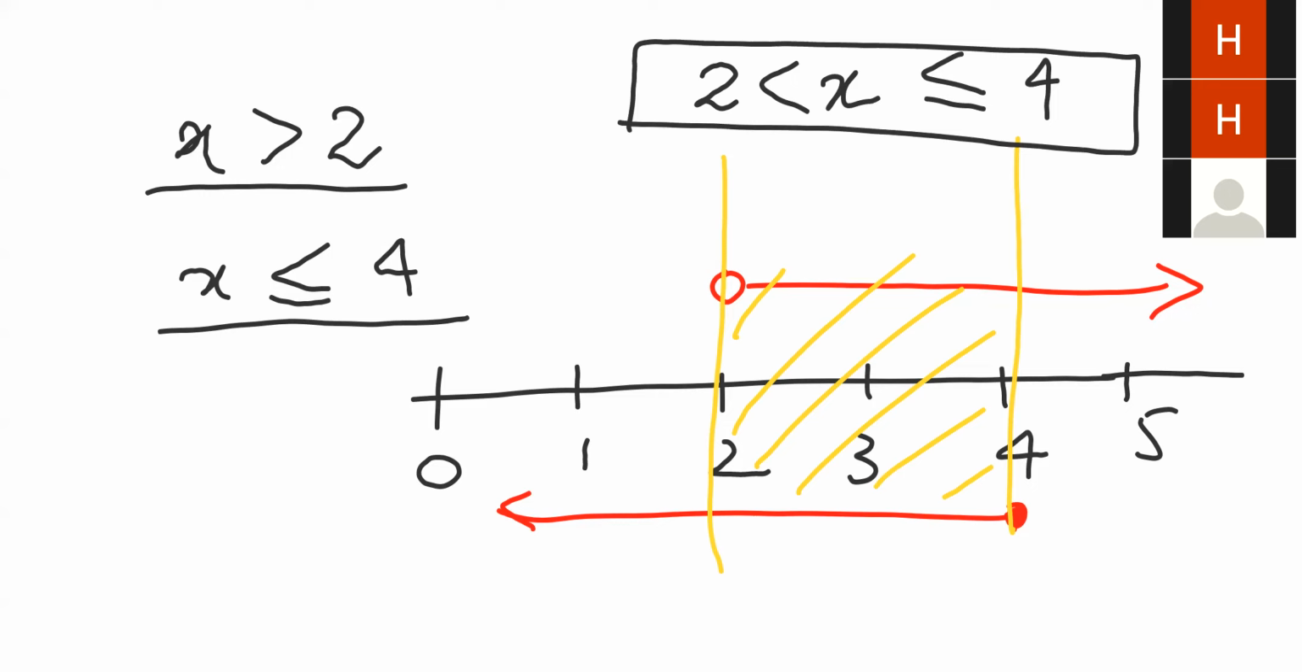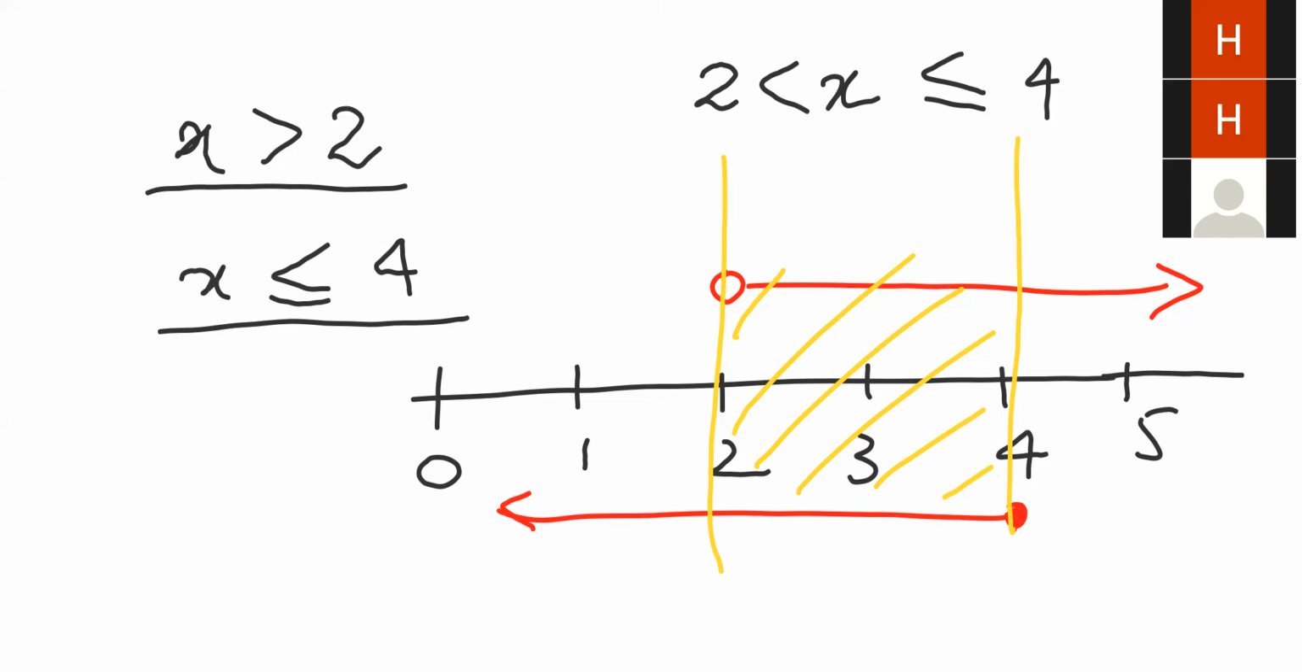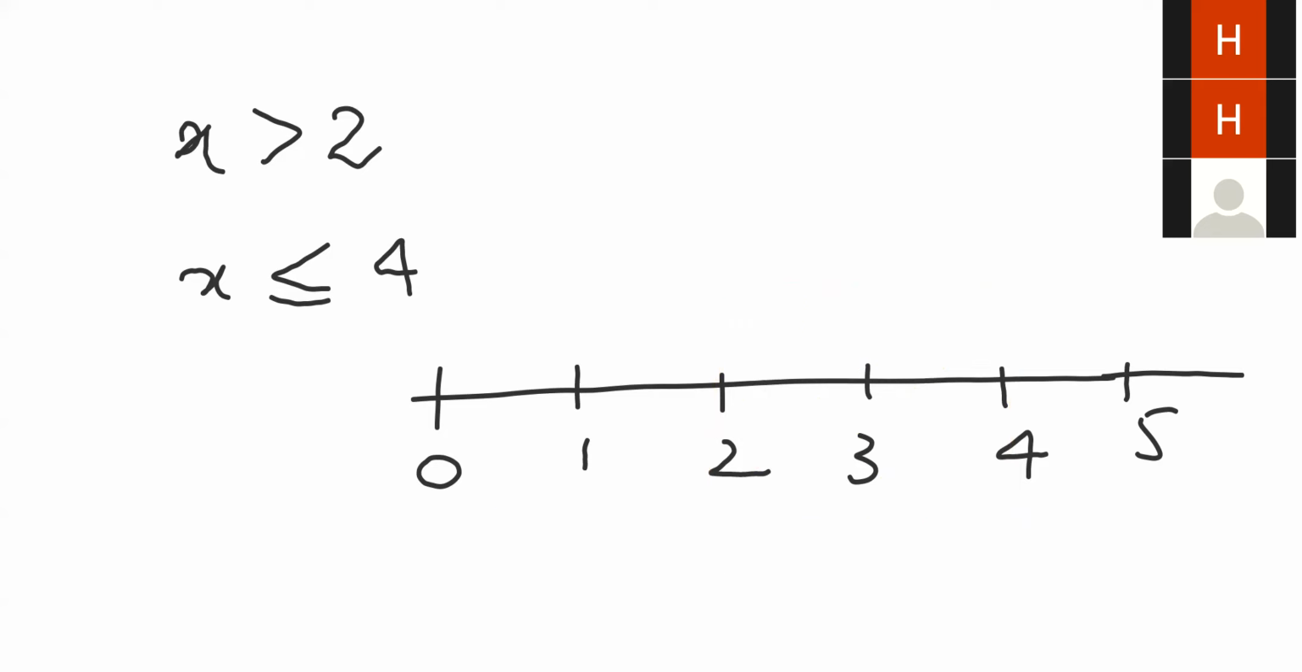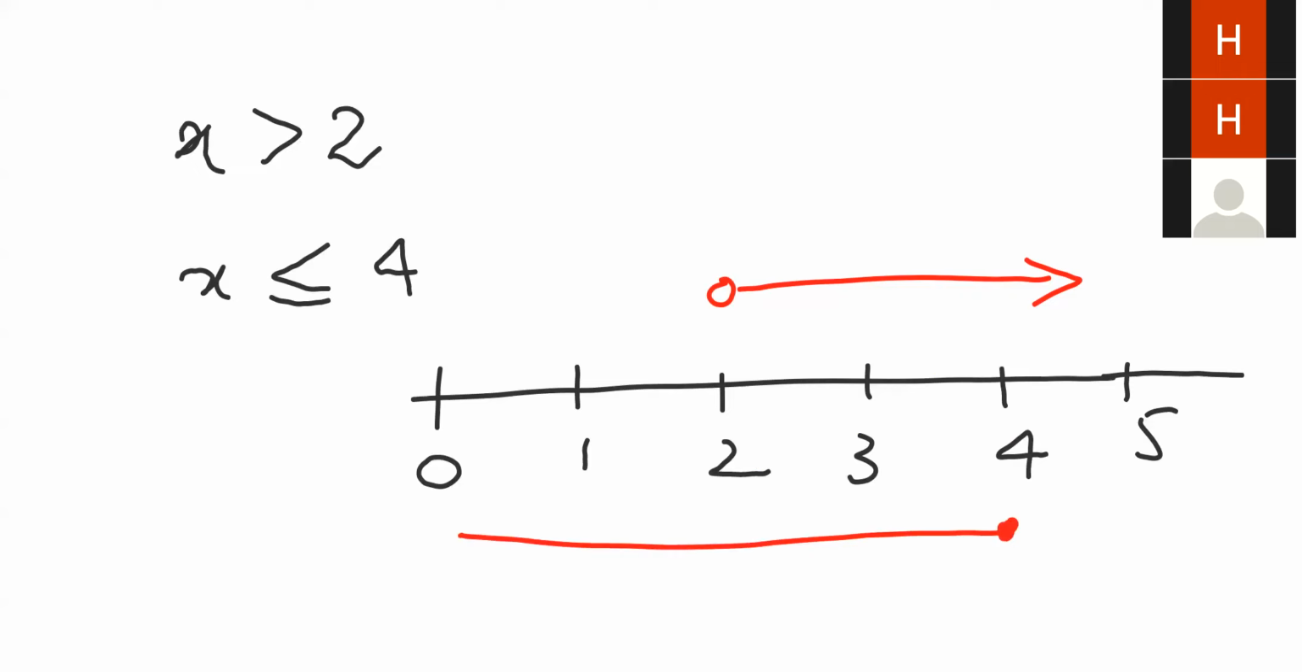Can you explain the number line part again, like the range of values part? Okay, sure. So my answers came out to be x is greater than 2, which gives me a hollow circle here with a greater than sign over here. And then they say that it's less than and equal to 4. So I have a filled circle on 4, and my arrow now points towards the left.